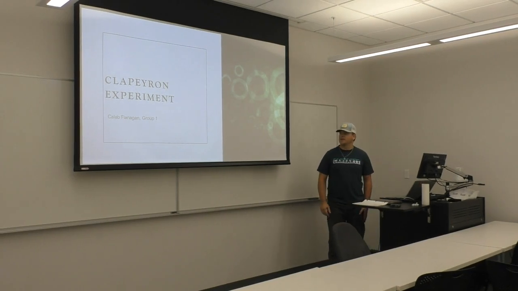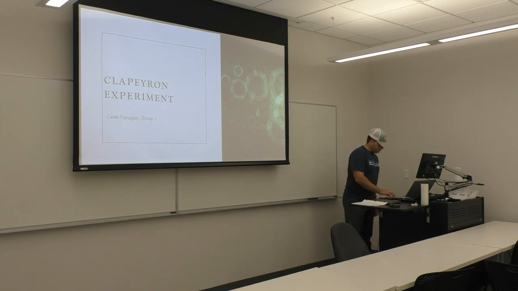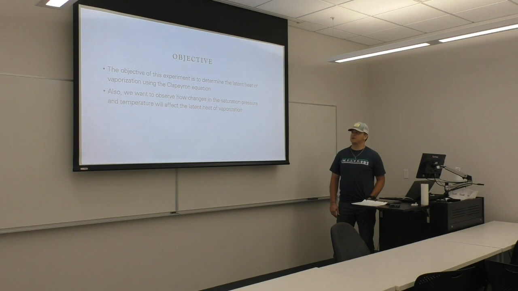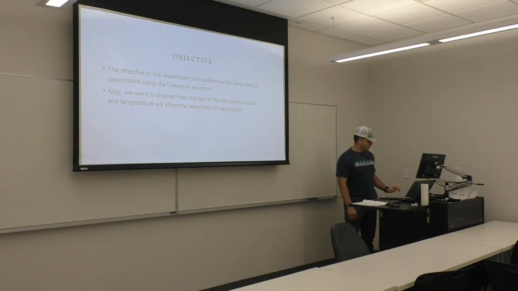is Caleb Flanagan, and I am the group leader for Group 1, and today I'm going to show you all the Flanagan experiment. So the objective of this experiment is to determine the latent heat of vaporization using the Flanagan equation, and we also want to observe how the changes in the saturation pressure and temperature will affect the latent heat of vaporization.